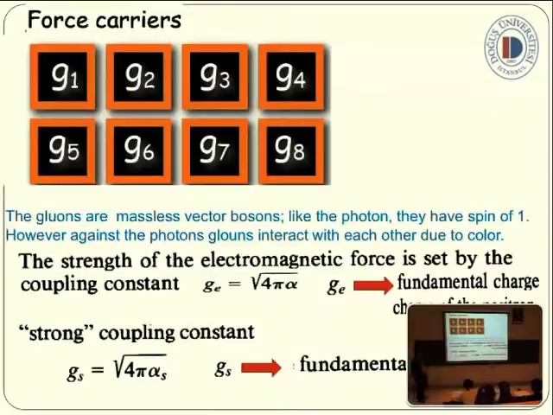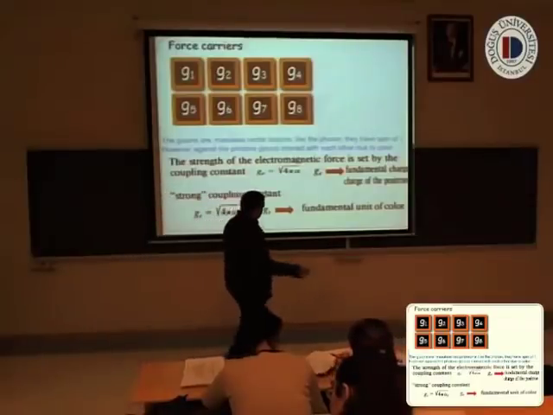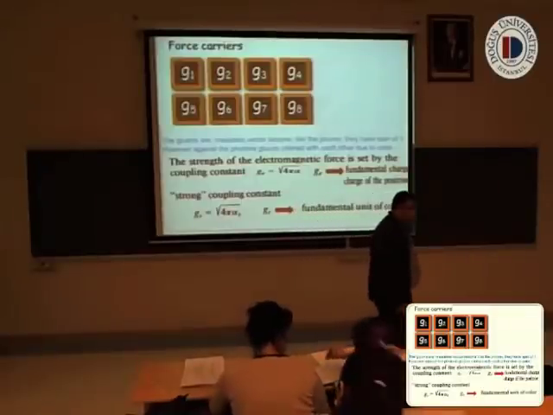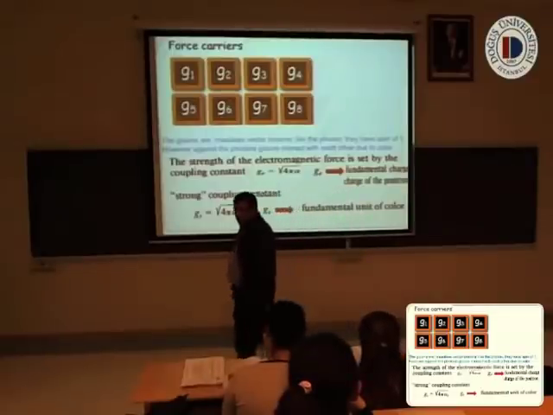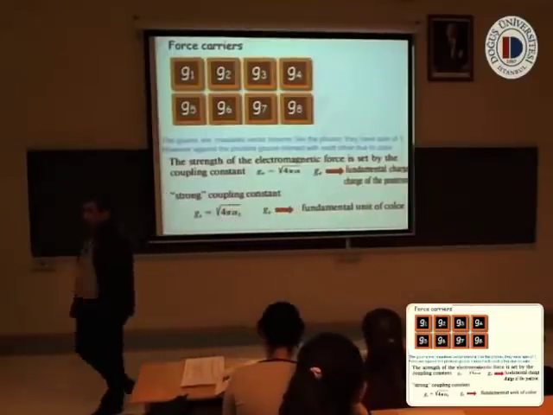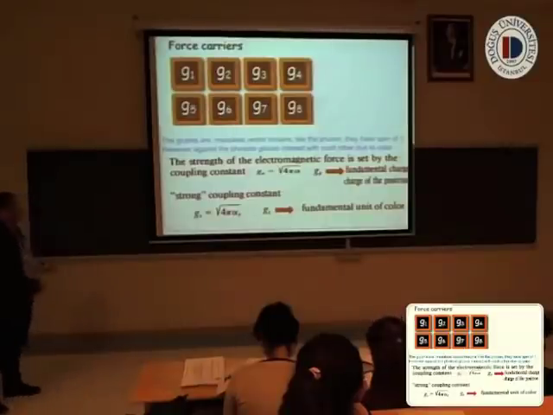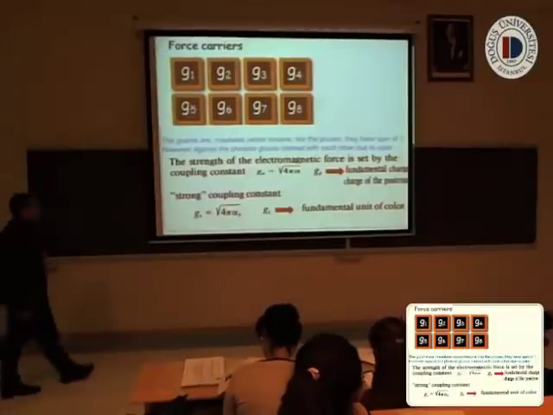So let's look at the force carriers, which are 8 gluons here. Gluons are massless particles, and they have spin 1, like photons. But here there is a difference between the gluons and photons. In QED, photons don't interact with each other, but here, due to the colors, the gluons interact with each other.